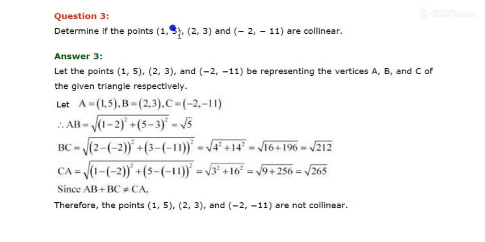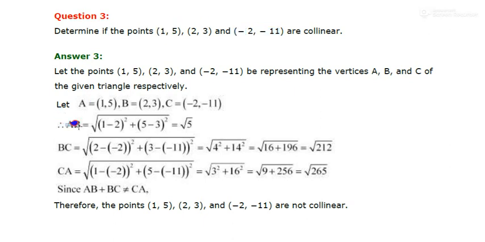Before starting to find the distance between the points, first name these coordinates. Let (1, 5) be point A, (2, 3) be point B, and (minus 2, minus 11) be point C. So what is the distance from A to B? That is AB.